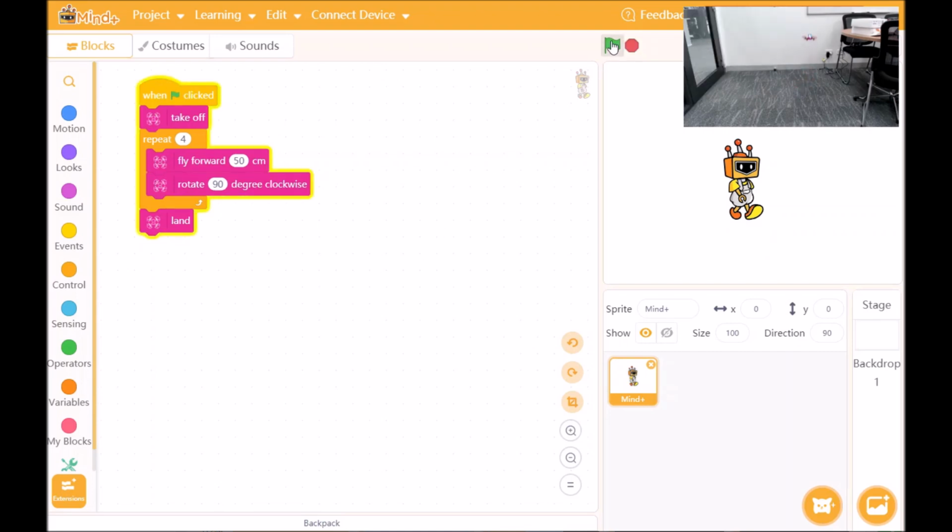You can see it fly up, it'll move forward, then it turns 90 degrees, moves forward again, turns 90 degrees, moves forward again, turns 90 degrees, moves forward again, turns 90 degrees, and basically lands where about it started.